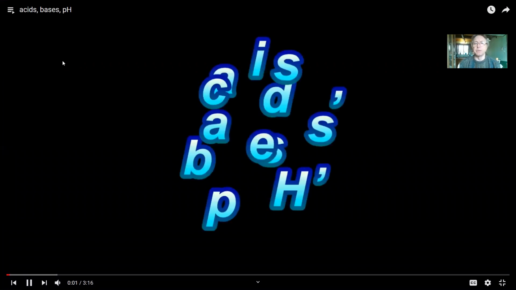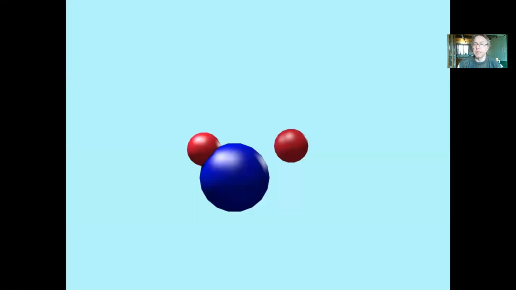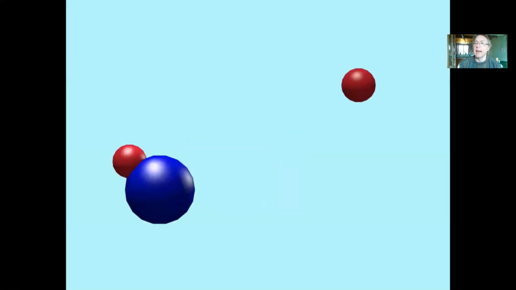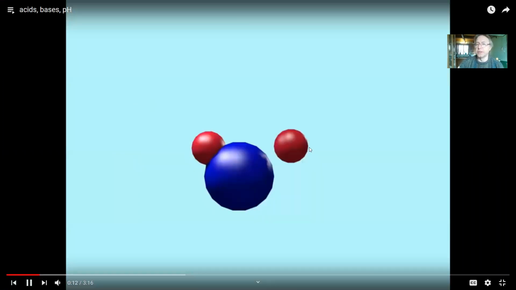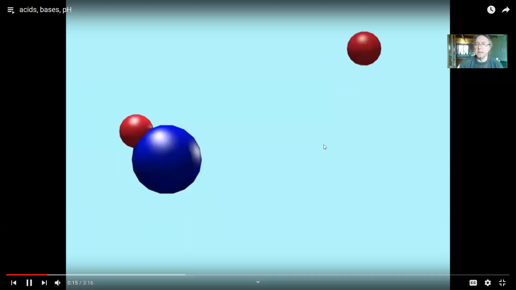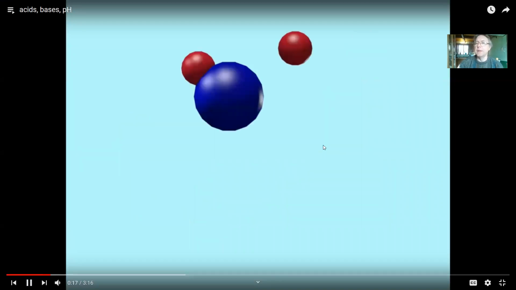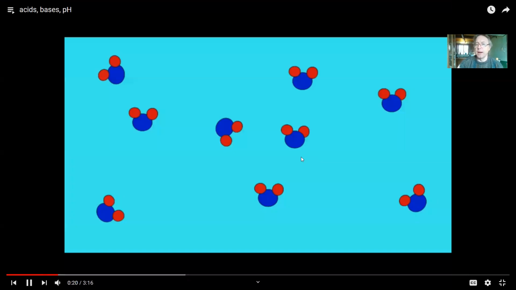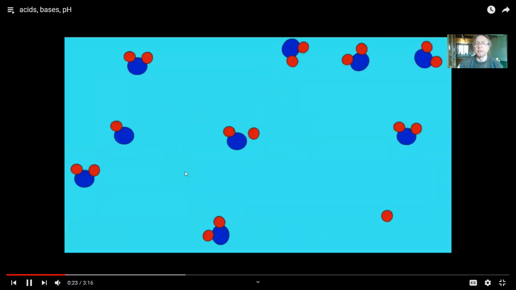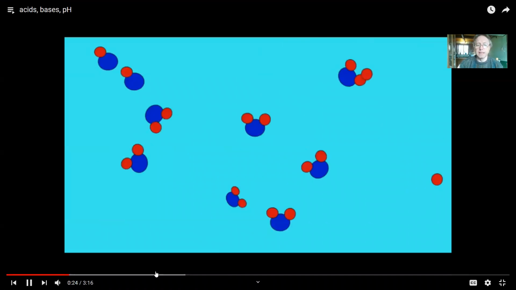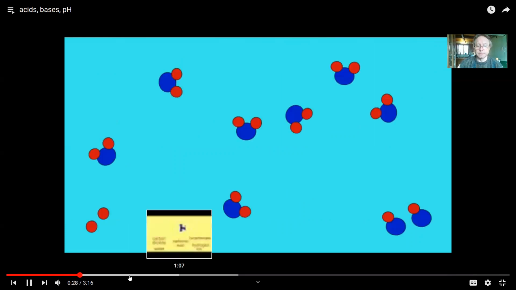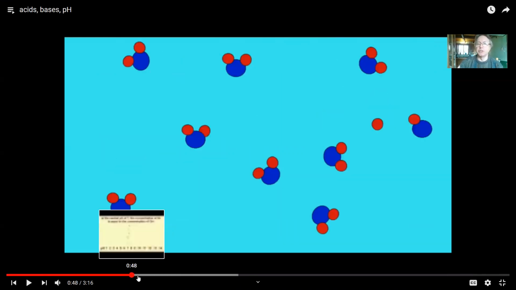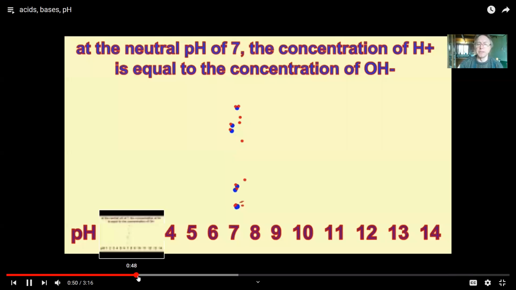The second half of the chapter deals with acids and bases. Water molecules can dissociate to form a positive hydrogen ion and a negative hydroxyl ion. And the concentration of these hydrogen ions is what the pH scale measures. At a pH of 7, there is a balance. For every hydrogen ion, the red dot, there is a hydroxyl ion. And when they are in balance, then the pH is at the midpoint in the scale, a pH 7. It is neither acidic nor basic.